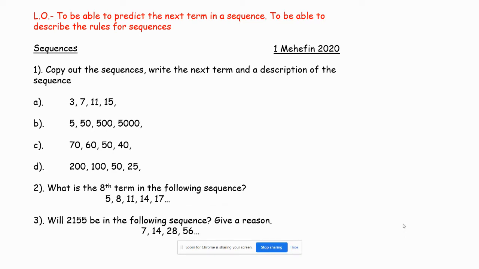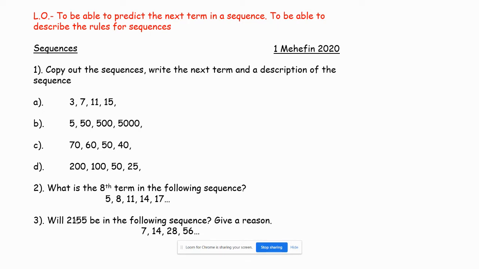And so the first thing I'd like you to do is copy out the sequences and write the next term and a description of the sequence in each case. So copy out these four here, and just write what's coming next, and what's happening. Just write it in a couple of words. And then if you are feeling confident, you can have a go at numbers 2 and 3 yourself.